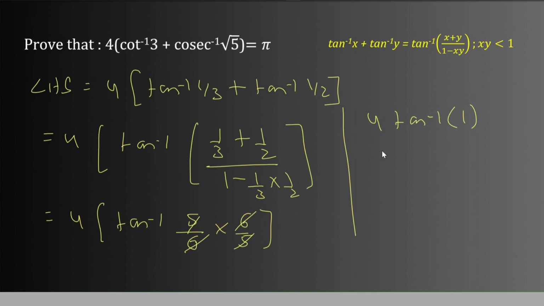right? And what is the value of tan inverse 1? Tan inverse 1 is pi by 4. So if we reduce it, we get pi, and we can say this equals RHS. That's what we needed to prove in this case.